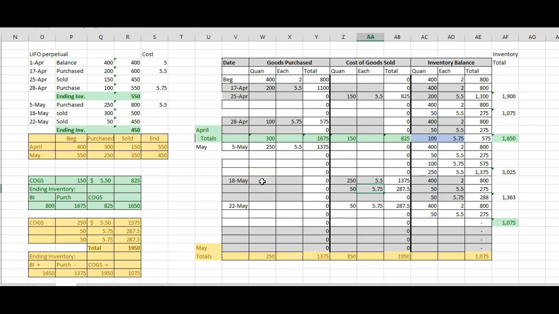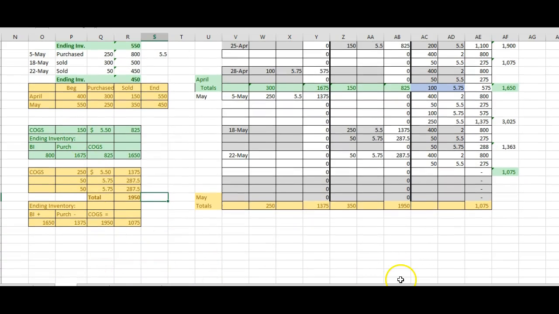And then, let's see, do we do anything else? May 22nd, we sell some more. And that, of course, once you do this, you have to give it a new layer. So now we've taken that layer out. So now we have 400, we have 50, and we have 50 left. And then we sell another 50. So that takes this layer. So now we're left with 450 as your last two layers, and an inventory of 1,075, a cost of goods sold of 950, and purchases of 1,375, which you just plug the numbers in for.